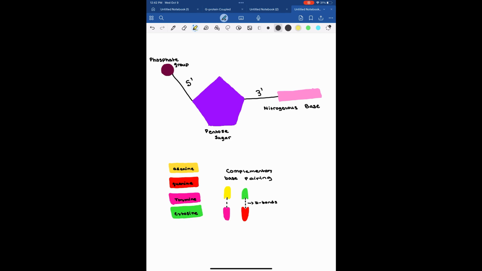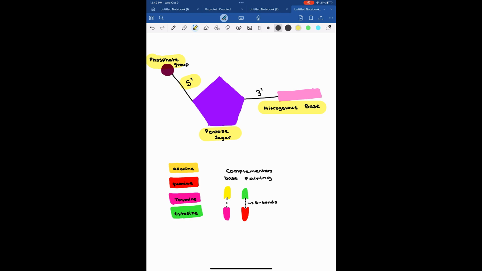Nucleic acids are macromolecules that serve the function of carrying genetic information in the form of DNA or RNA. A nucleic acid consists of many nucleotides in a long chain. A DNA nucleotide has three main sections: the phosphate group, the deoxyribose sugar, and the nitrogenous base.